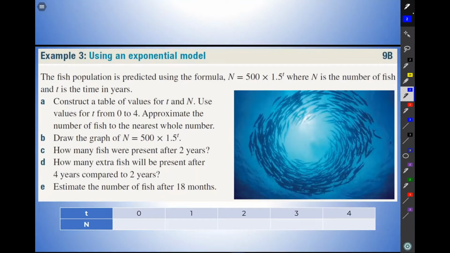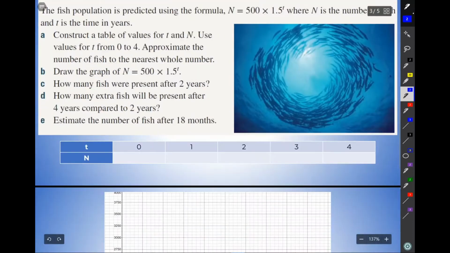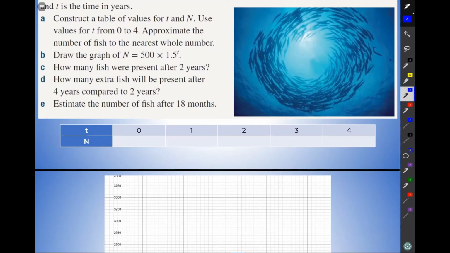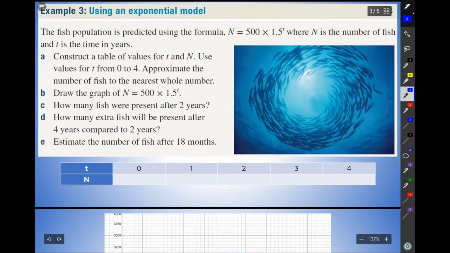We're given a formula that predicts the fish population, where n is the number of fish and t is the time in years. And what we need to do is graph this. So again, we're going to use a table of values, and we just use our calculator to fill this in. We use this equation here, and we just replace the t with all of these numbers in turn.